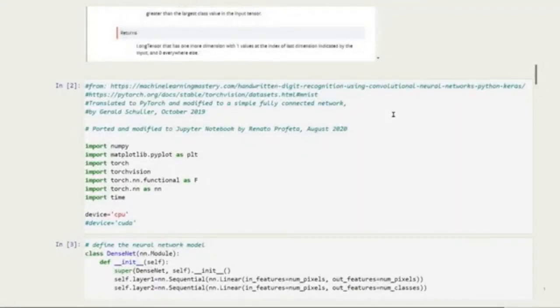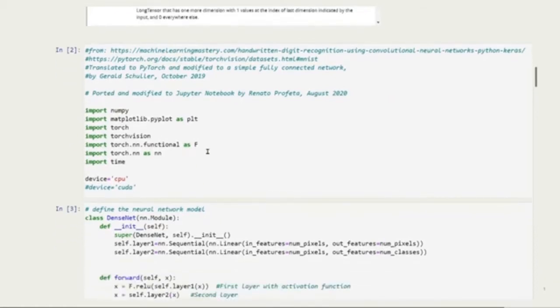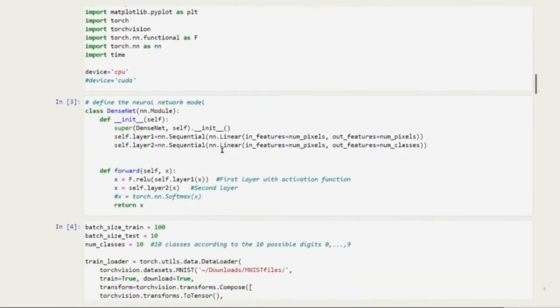This is also an example from Machine Learning Mastery, but it was modified and translated to PyTorch by Professor Schuller to use a simple fully connected network, and I further ported and modified it to run inside Jupyter notebooks. We start by importing our usual libraries, so we are using NumPy, PyPlot, PyTorch, and TorchVision, and here we are defining the neural network model. We see that we are using a very similar structure as before, and we have two fully connected layers.